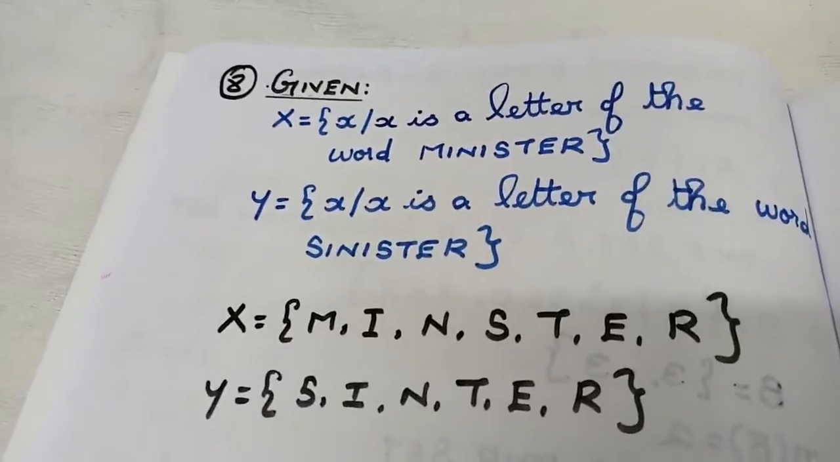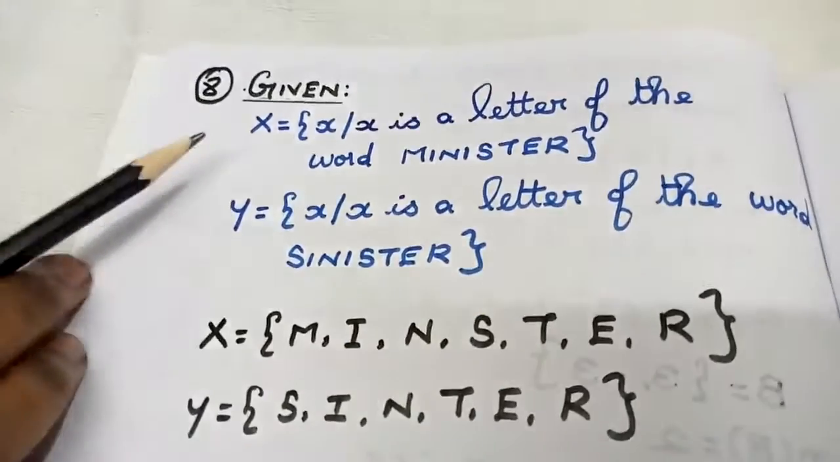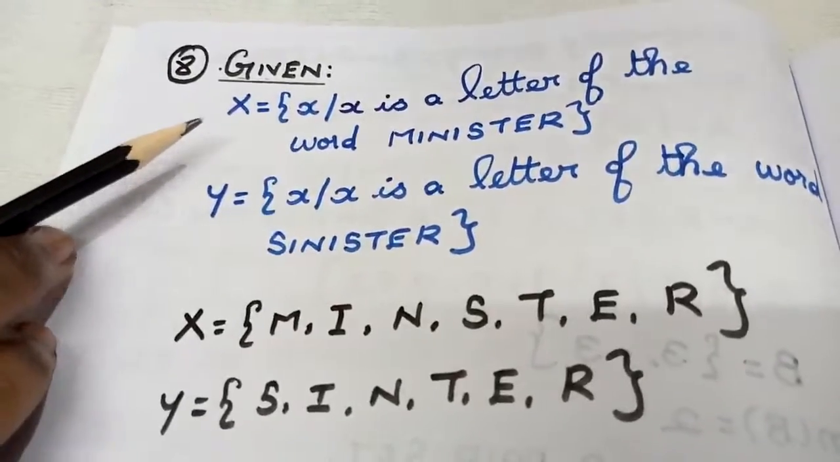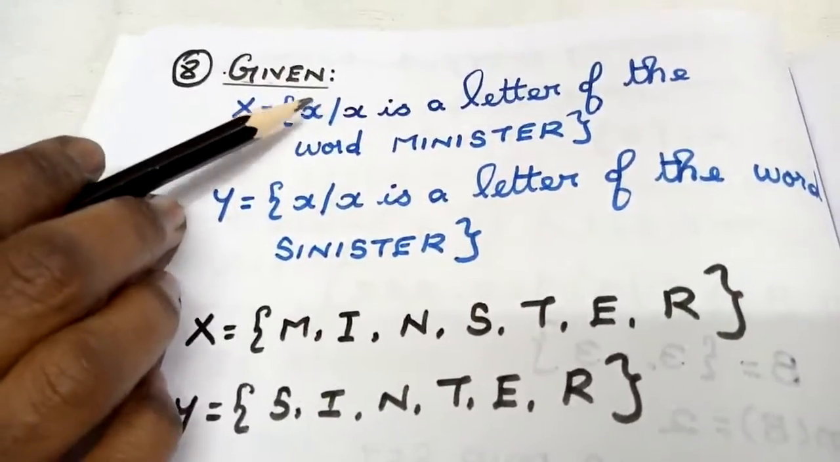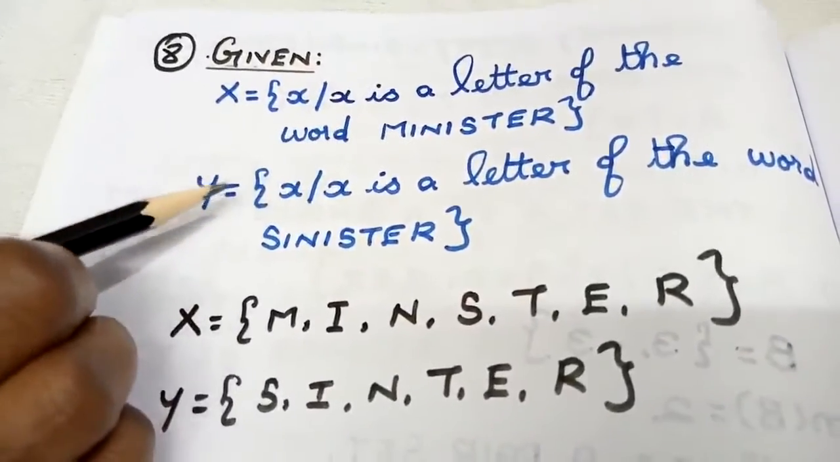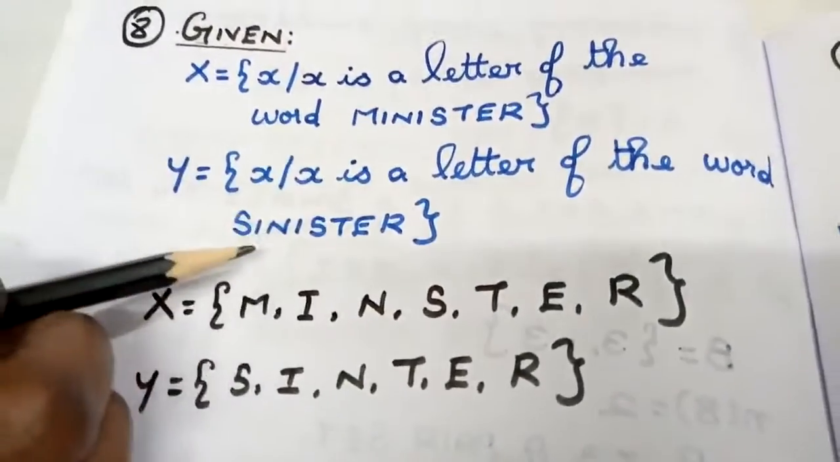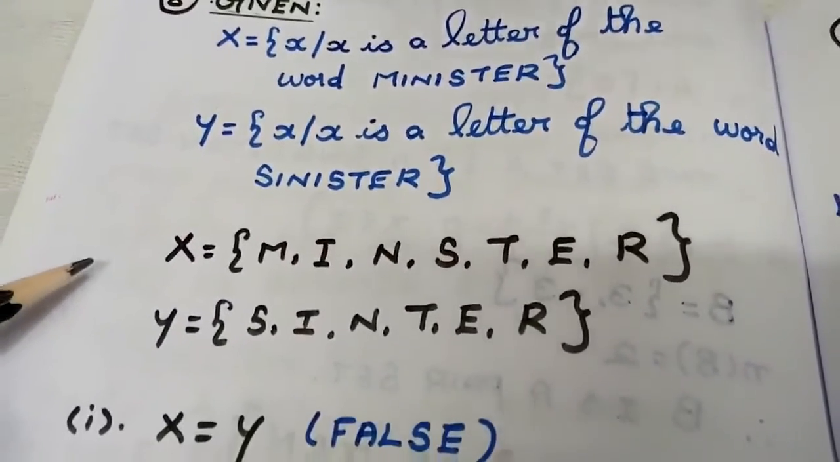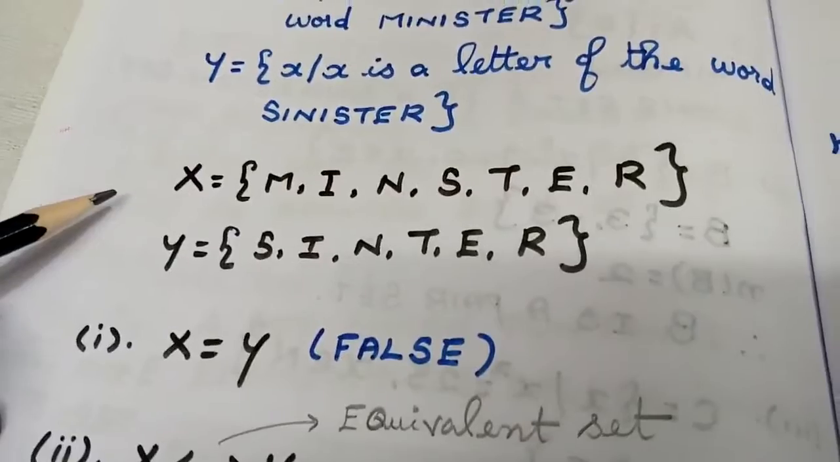Question number 8. They are given you these two sets, students. What they are telling here is X such that X is a letter of the word minister. Similarly, Y, X is a letter of the word sinster. So what I am going to do is take the letters without repeating. I am going to write the letters.